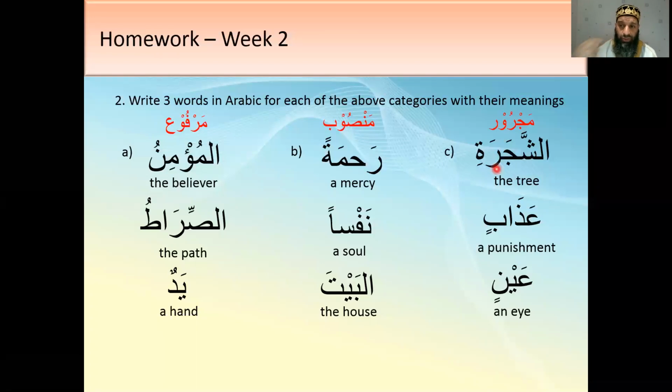Marfu, mansoob, majroor. Remember them in that order if you can. If you find marfu, mansoob, majroor difficult and you go with nominative, accusative, genitive, then fine. But I encourage you to learn marfu, mansoob, majroor because that's how I'm going to teach it with those Arabic words.